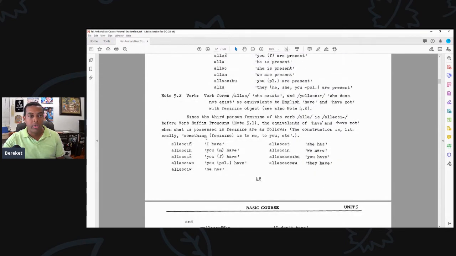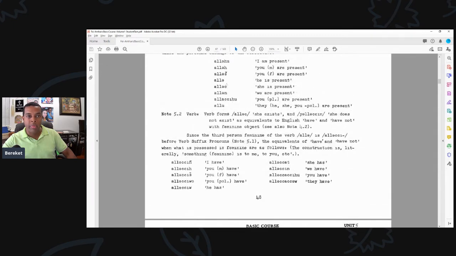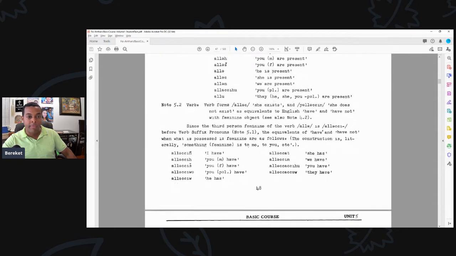Then moving into note 5.2, remember what we saw in unit 4 and note 4.2. We saw this with the masculine form. Now we're getting the feminine form. So you take that, going back up here, the third person feminine singular, alich, she is present. And from that, we string out all these other forms down here at the bottom of page 48.